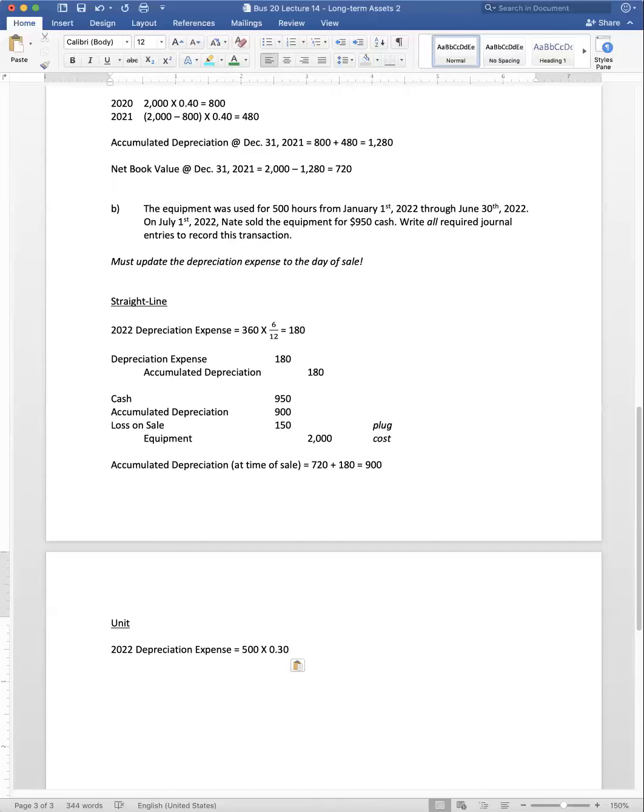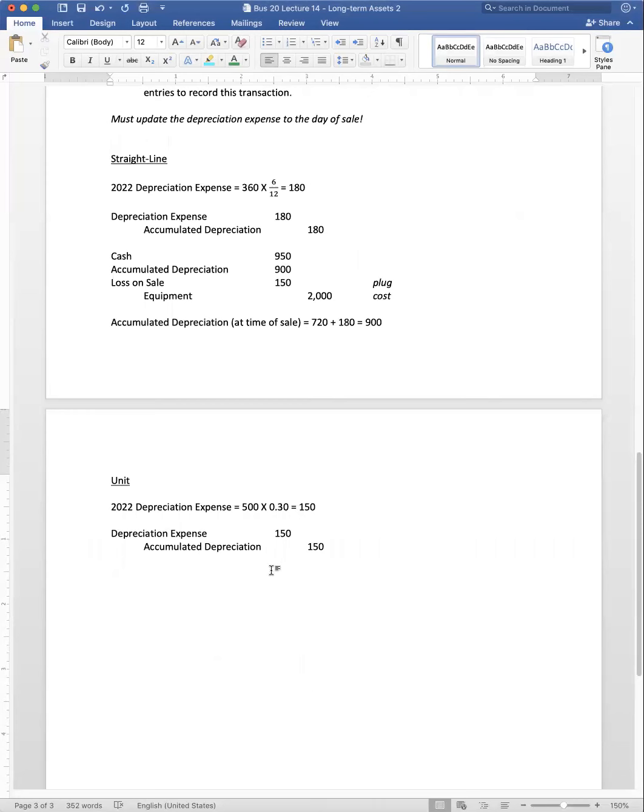Okay, so we do not need to multiply by 6 over 12. The fact that it's 6 over 12 is already incorporated in the 500. So the 2022 depreciation expense is just the 500 times 30 cents, or $150. Okay, now that we have that, we can record our depreciation in a journal entry where we debit the depreciation expense and credit the accumulated depreciation, $150.